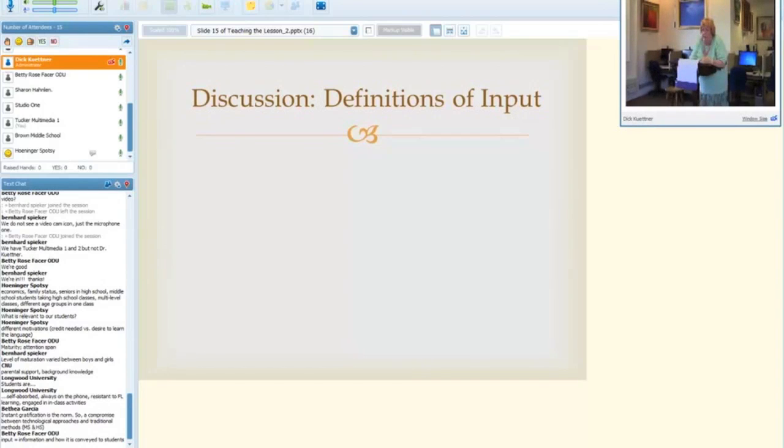Okay, input equals information and how it is conveyed to students. Yes. Any other ideas? Anything that has meaning, absorbing and product information, songs. Yes.